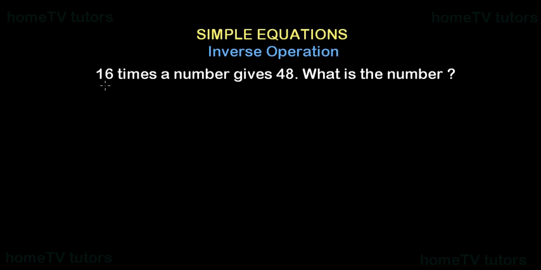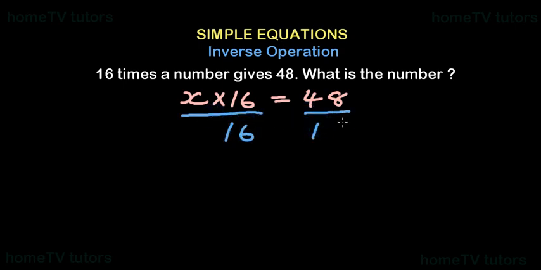Another example. We have 16 times a number gives 48. What is the number? As usual, let x represent the number. Then we'll say 16 times the number, which gives us 48. We can quickly divide both sides by 16. On the left hand side we are left with x, because we cancel 16 out.